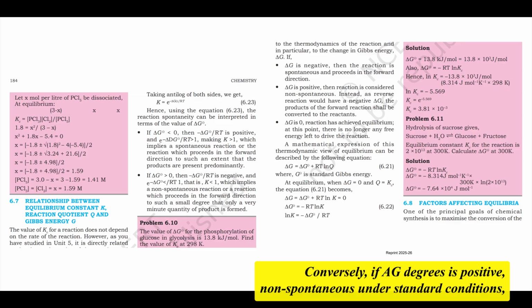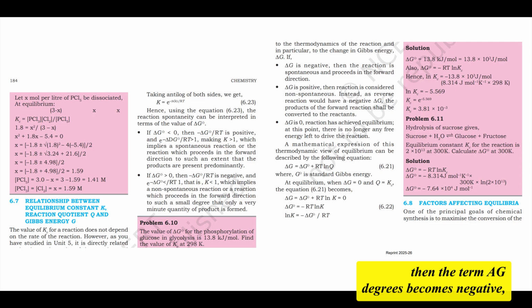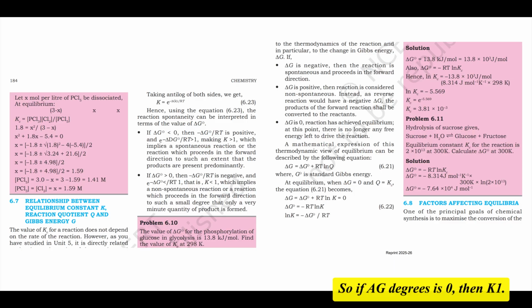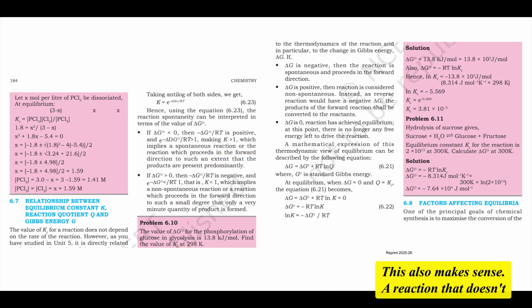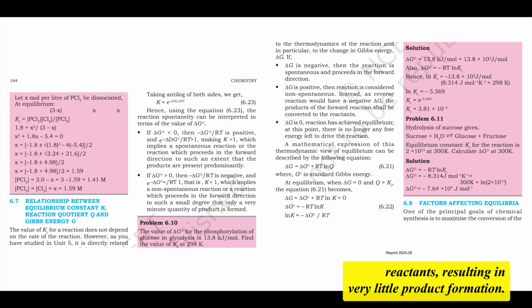Conversely, if ΔG° is positive, non-spontaneous under standard conditions, then the term −ΔG° becomes negative, making the whole exponent negative. And e raised to a negative power is always a number less than 1. So if ΔG° is greater than 0, then K is less than 1. This also makes sense. A reaction that doesn't want to proceed forward under standard conditions will have an equilibrium state that favors the reactants, resulting in very little product formation. That's a beautiful and logical connection between spontaneity and the position of equilibrium.